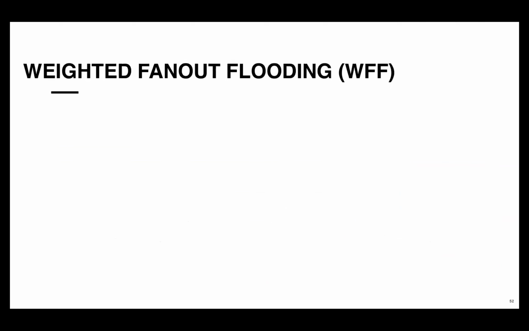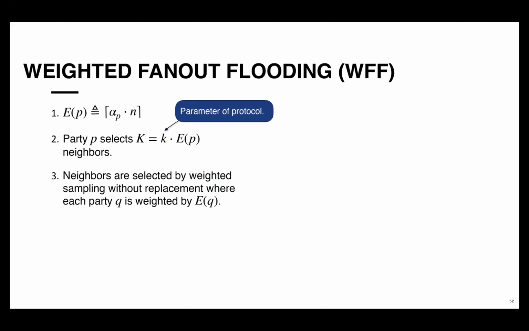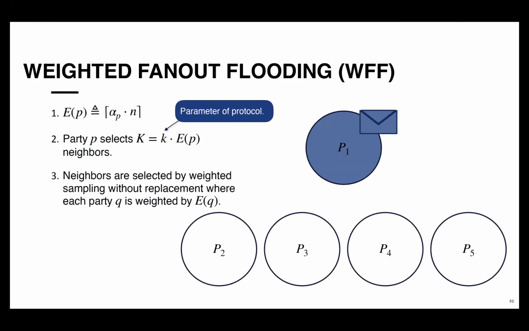So in order to remedy this, we introduced this weighted fan-out flooding, which uses some of the same intuitions we had before. Again, we use an emulation function for each party. We use the same one which we just gained intuition for. Then we let each party select a fixed number of neighbors. This will be some parameter of our protocol, k, times the number of nodes this party should emulate. Neighbors of a party are selected by weighted sampling without replacement, where each party again is weighted by the emulation. Let's just have a quick look at how this works.